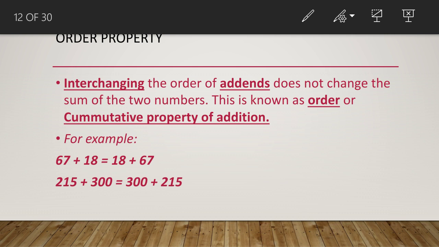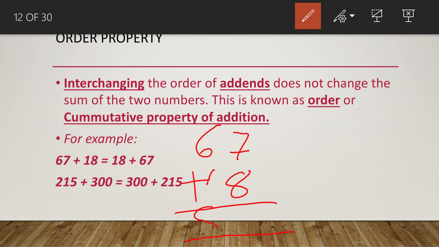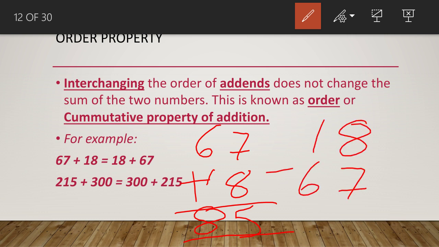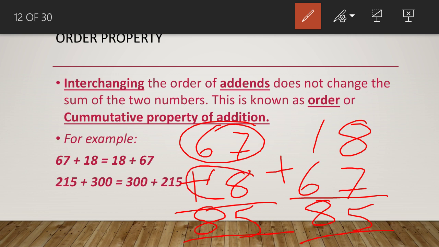Here, let's take one more example. When we add 67 and 18, the answer will be 85. Again, when we will add 18 and 67, the answer will again come 85. It means changing of position does not cause any change in the answer. The answer remains same.